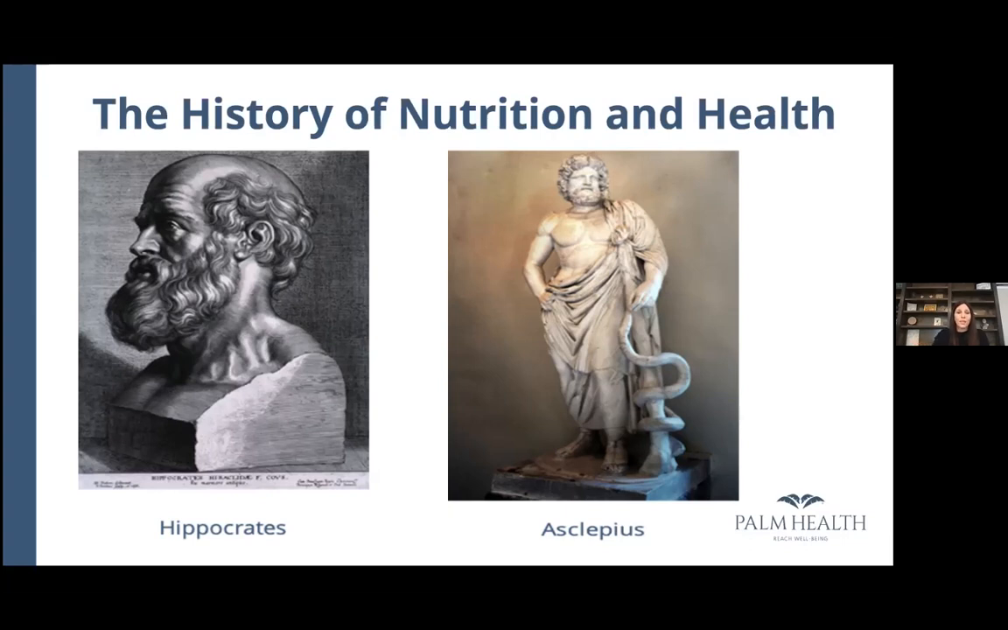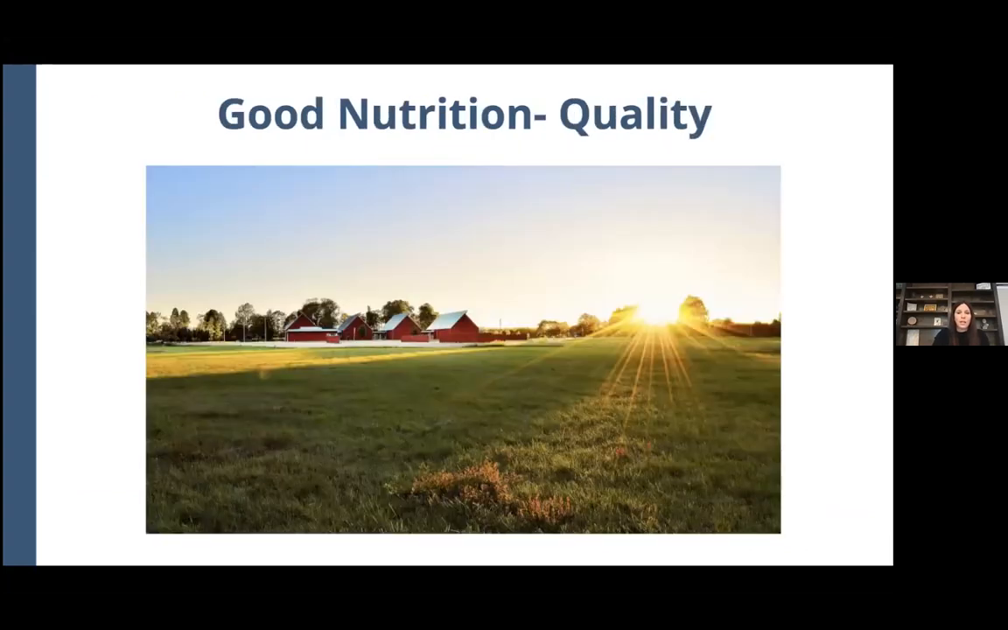Both of these physicians lived in Greece and in that Mediterranean basin. And so when we think about food, and we think about good nutrition, we need to be thinking about the quality of the food that we're eating. And we also need to be thinking about the quantity of the food we're eating. So at the level of quality, we need to think about, where is our food sourced and how far away is food from its original state.